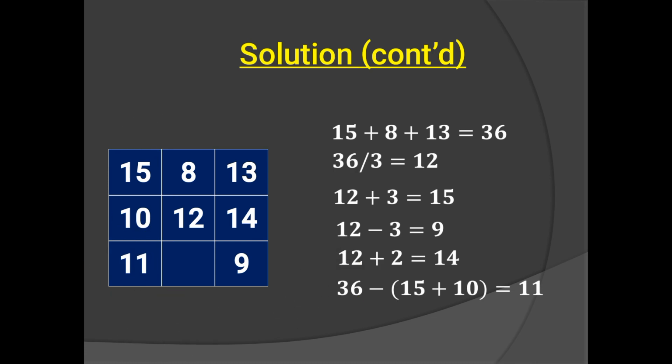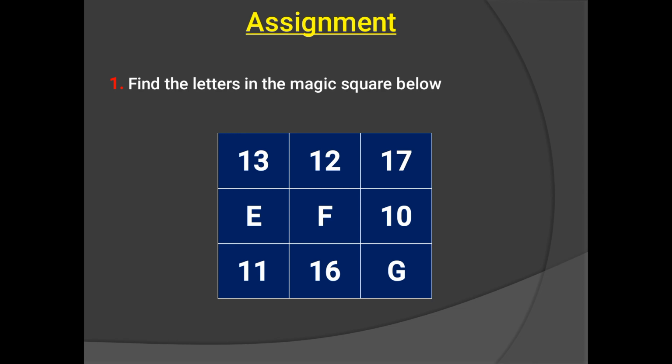Good. Then we continue. Now we have just 1 to fill. And then that one we have to fill to 8 plus 12 will be what? 20. Is that not it? Now, the total should be 36. So when we subtract from it, we are going to get 16, and that is all. Very, very simple. Is that not simple? Very simple. So now assignment, find the letters in the magic square below.